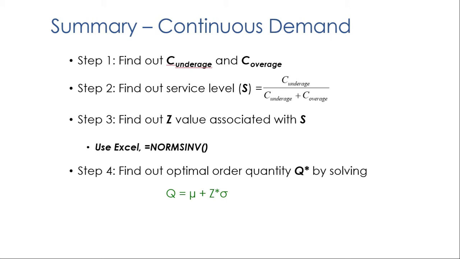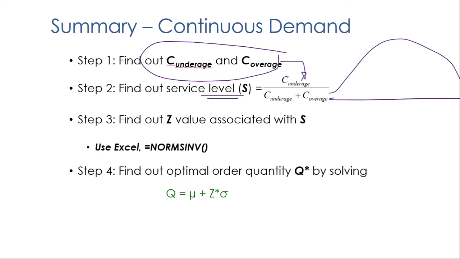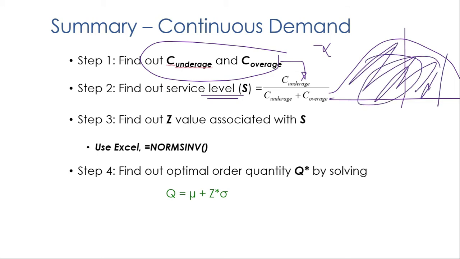So the first step is to find out the two costs, and then you're going to plug those in right here to get the service level or probabilities. So this is going to be the probabilities under the standard normal curve from the left, from negative infinity to the right. Okay, so this area here. So let's say your service level or probability is 0.80 or 80%. Okay, so it's going to be this area here.